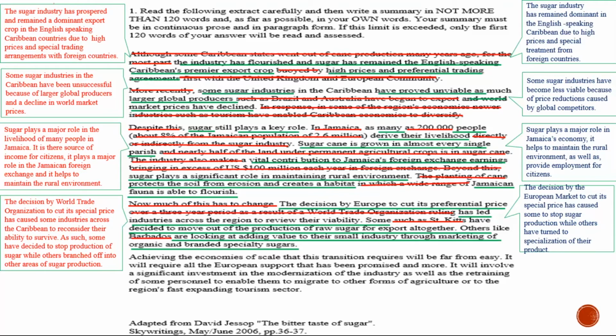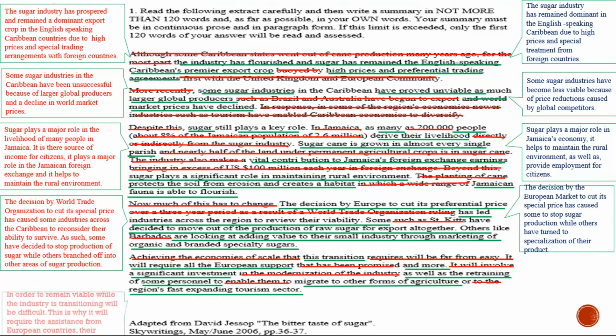Now that we know what paragraph 5 is about, these are the things that we should be looking out for. We should be looking out for the transition period, which will not be easy. This transition is going to require 1, Europe's support, 2, much more than Europe's support, which is going to be investment, retraining of some personnel into other forms of agriculture or the tourism sector. The other parts highlighted in red, which are eliminated, are not relevant ideas to the paragraph, and as such, they have been eliminated.